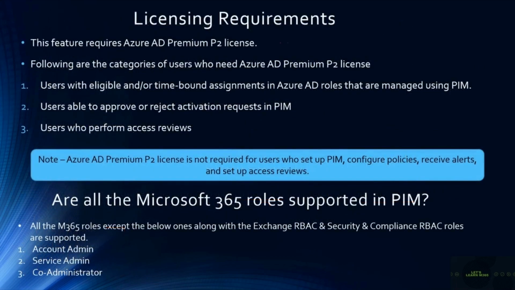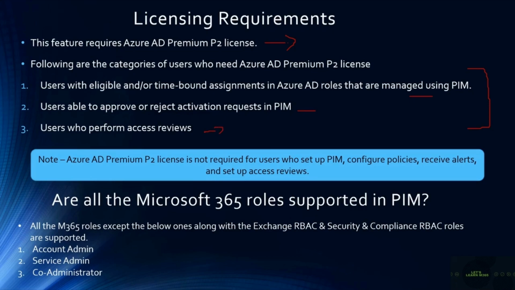we will now discuss the licensing requirements to use PIM. The only license we need is Azure AD Premium P2, and below is the category of users who need this license. Any user who's going to activate roles, any user who's going to perform approval or rejection requests, or any user who's going to perform access reviews.